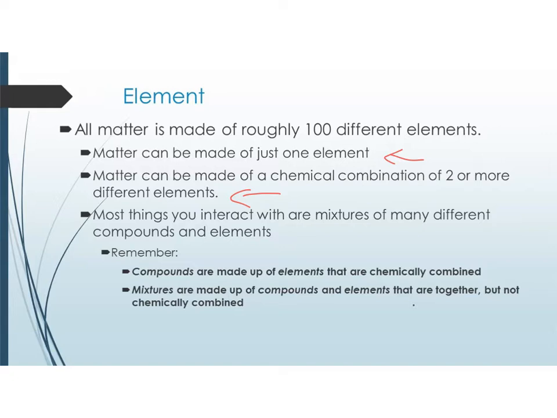But most of the things that you interact with yourself are mixtures of many different compounds and elements. So remember that compounds are made up of elements that are chemically combined. So there it is again, that's a compound. And mixtures are made up of compounds and elements that are together. They hang out together, but they're not chemically combined. Remember, a homogeneous mixture is one where you can't really tell that it's a mixture, but it is. And a heterogeneous mixture is where you can look at it and say, oh, that's obviously a mixture, because you can see the individual pieces.